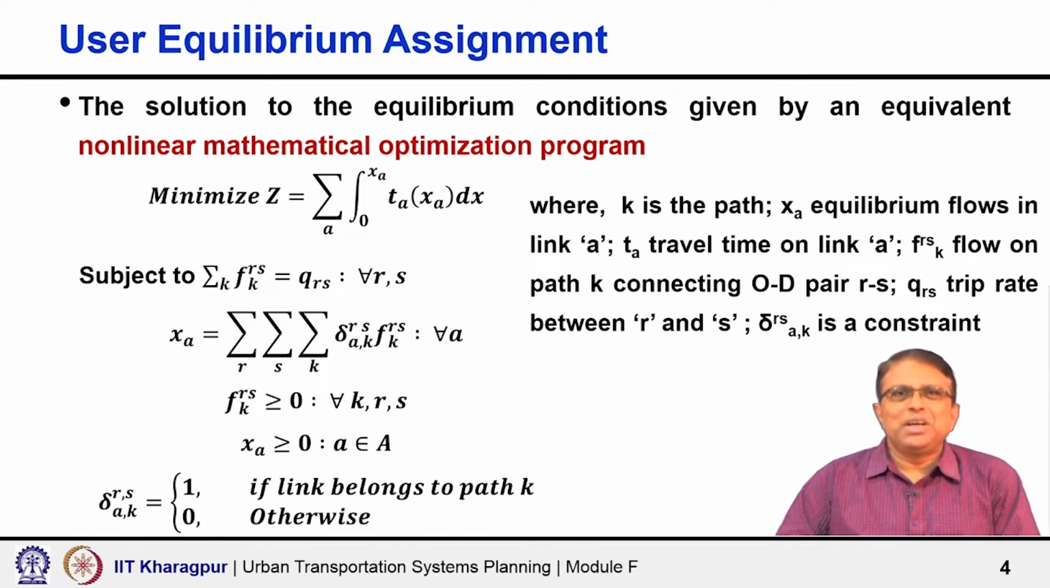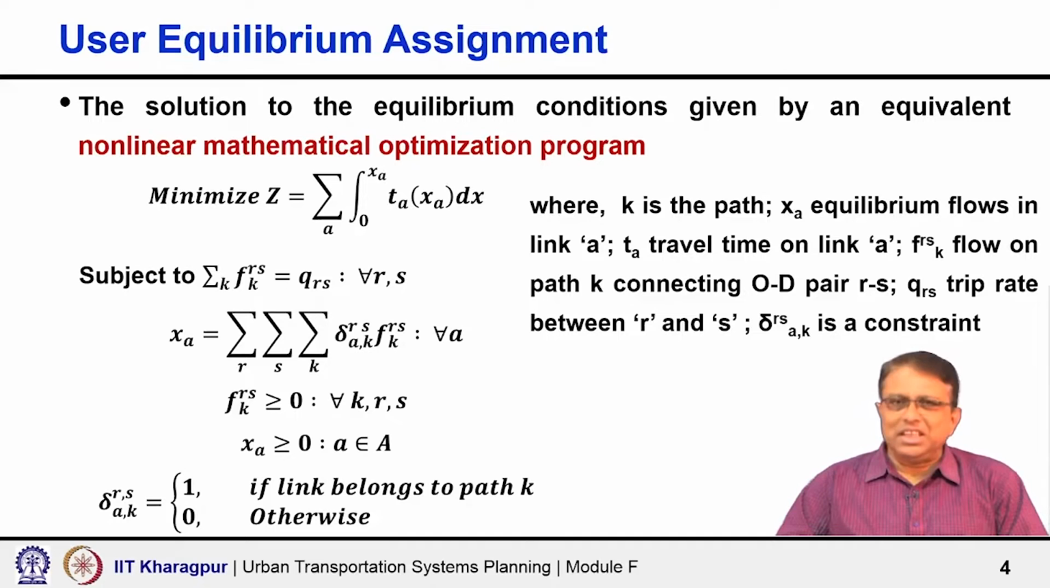If I try to minimize this, then whatever will be the values of x a, if there are 3 routes or 3 paths, x 1, x 2, x 3; if there are 5 paths, x 1, x 2, x 3, x 4, x 5, that is my user optimal equilibrium and the corresponding distribution of flow or demand in the 3 routes. That is the basic formulation. So, minimize z.